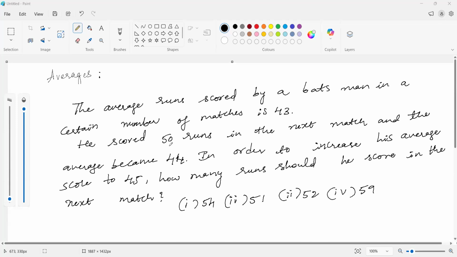Okay, and he scored 50 runs in the next match. So add 50 to the equation and change the average value to 44. So you'll get the second equation. Solve those two equations to get the number of matches played. And then you can easily get the answer for the next average, which is to be increased to 45. Okay, try this at home.